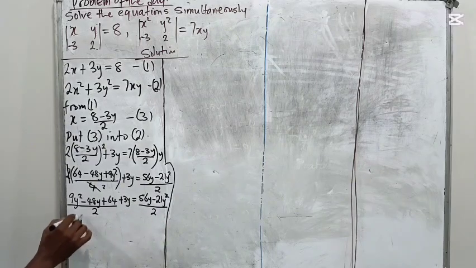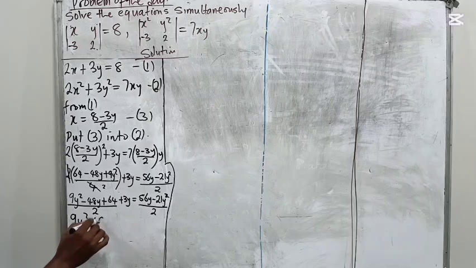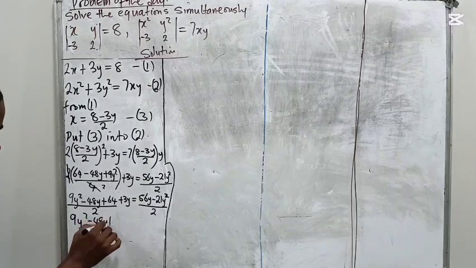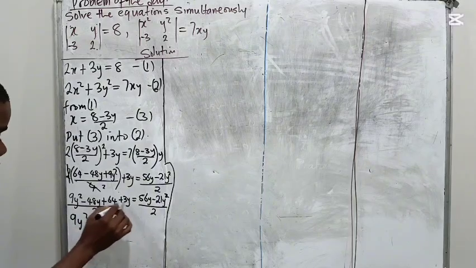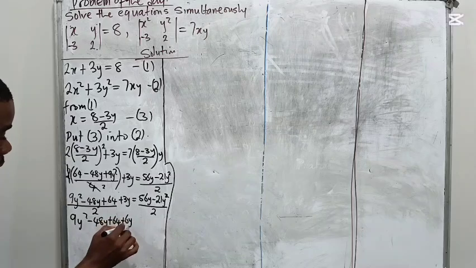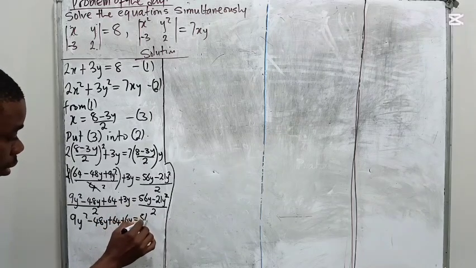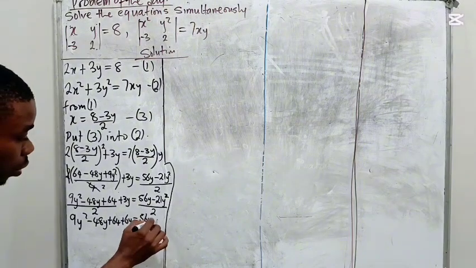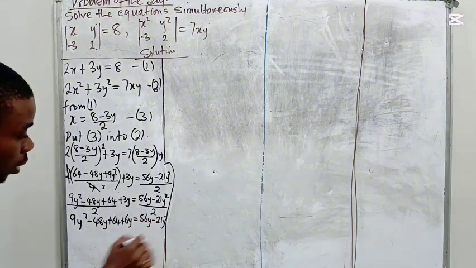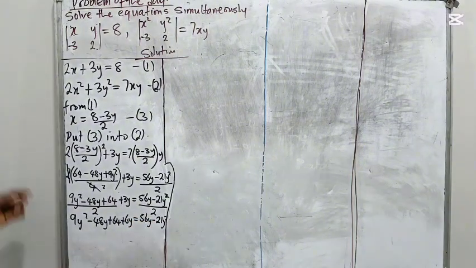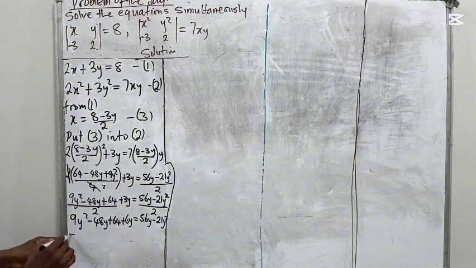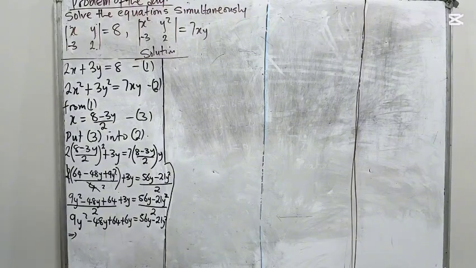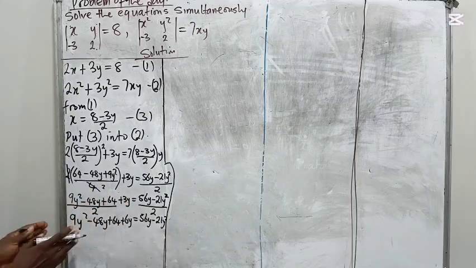We have 9y squared minus 48y plus 64 plus 2 times 3 is what? 6y. Okay, it's equal to 56y minus 21y squared. Now we have to restructure these things. When we restructure them, we then equate all of them to 0.